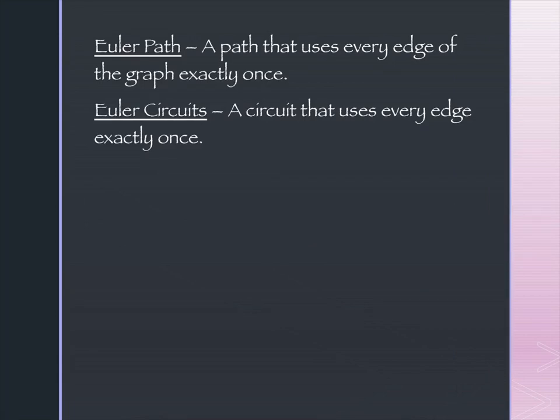We saw the descriptions of path and circuit before, but now we're going to do an Euler path and an Euler circuit. So an Euler path is a path that uses every edge of the graph exactly once. And an Euler circuit is a circuit that uses every edge exactly once.